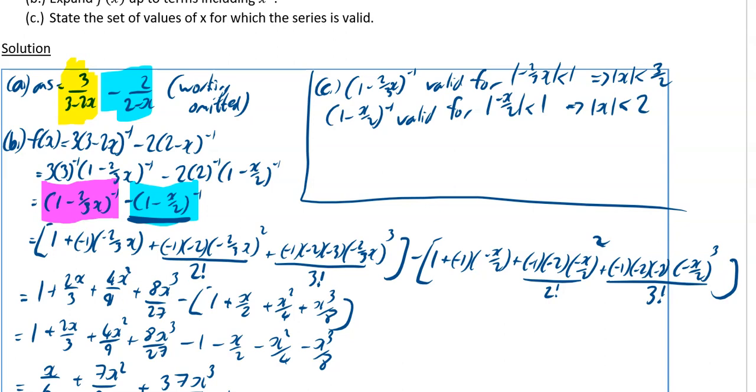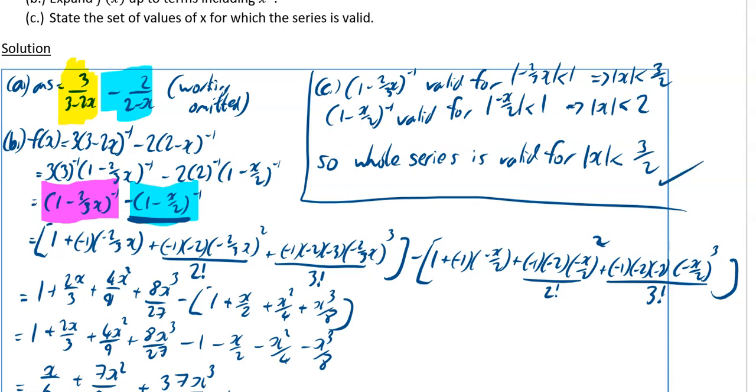So we've got two different restrictions. So your answer basically is the more restricted of the two of those. So the whole series is valid for modulus of x is less than 3 over 2. So our whole series is made up of two separate series, so you have got to take the most restrictive one of the restrictions that have been put in place. And that's it. Okay, that is the end of this video on our binomial expansion at this level.